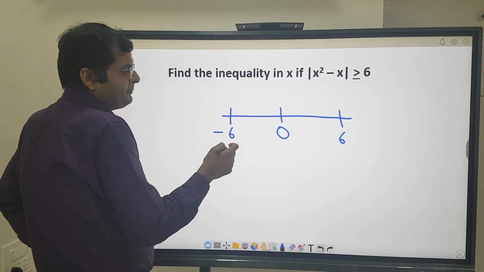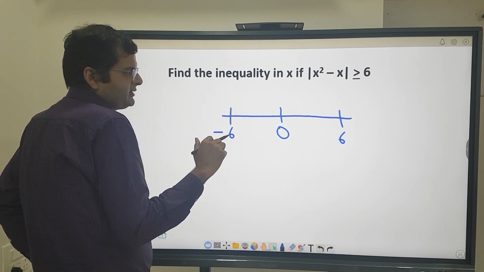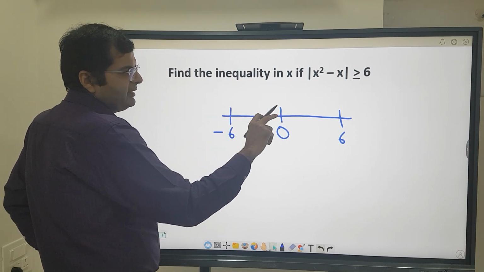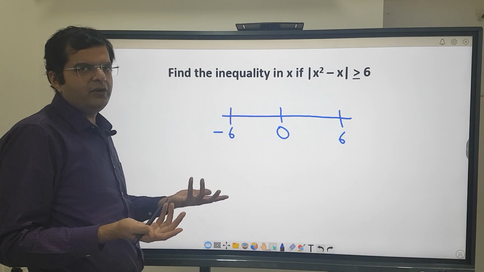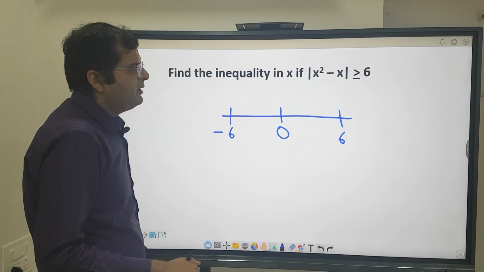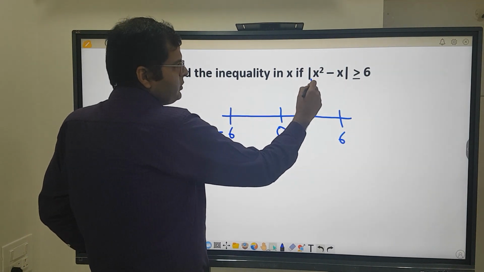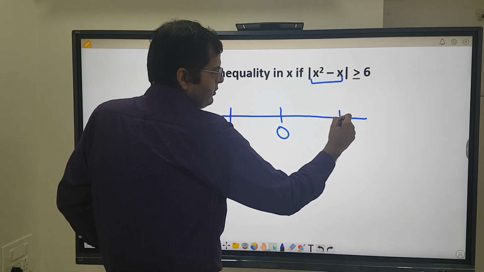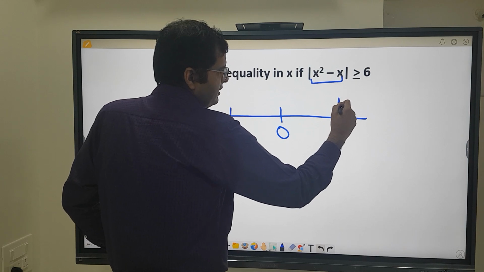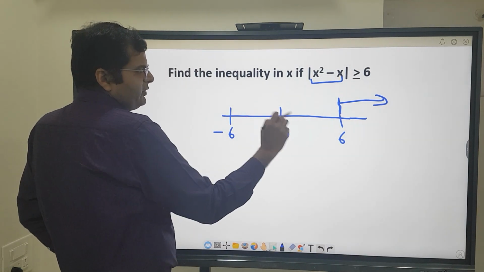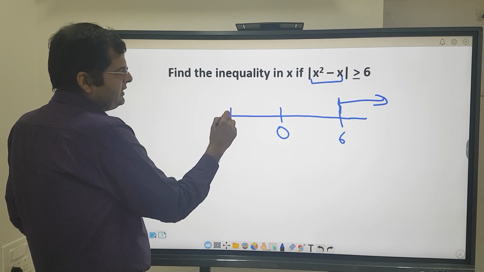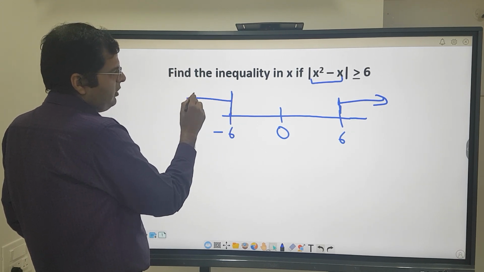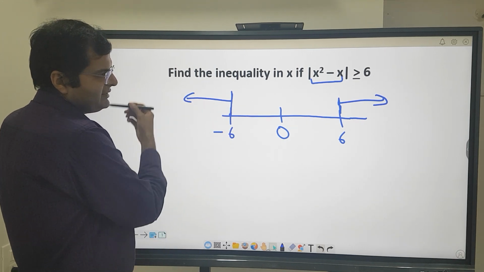So when the absolute value is greater than or equal to 6, that means the distance of that number from 0 on the number line is greater than or equal to 6, because the absolute value of a number is the distance of the number from 0 on the number line. So the distance of this x square minus x is greater than or equal to 6. That means this number lies over here at 6 or beyond 6. It can also be equal to 6. Similarly, if the distance is greater than or equal to 6 on the negative side, it is either at minus 6 or beyond minus 6 here, which is less than minus 6.